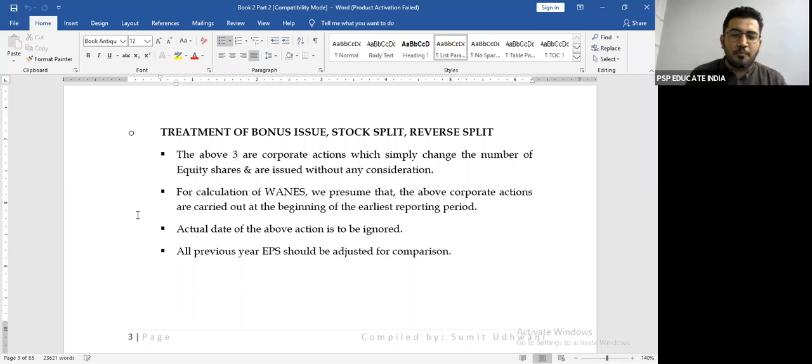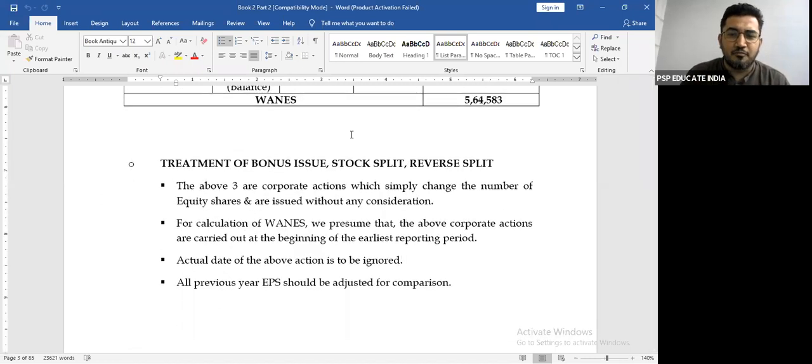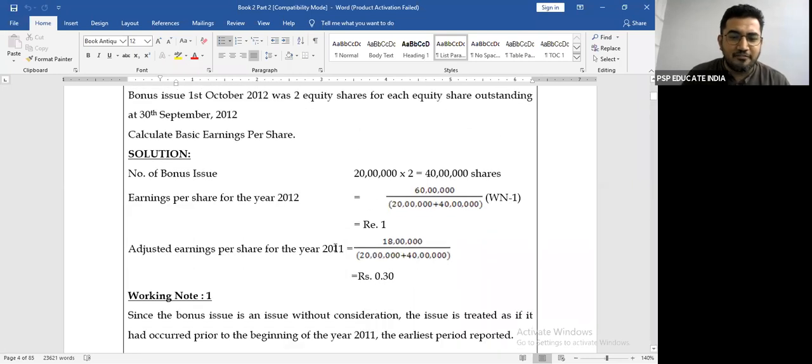And of course, all previous year EPS should be adjusted for comparison, which means if your current year is with bonus and your previous year is without bonus, then you cannot compare the two. For comparison, we will make the previous year also with bonus. And then when both the years involve bonus, you can easily compare the two. This is the treatment of bonus issue, stock split, and reverse stock split. That is something that we did over here.